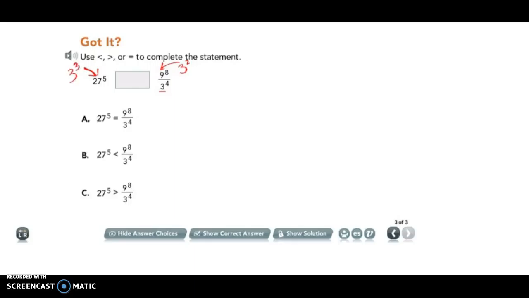If you're not sure about that, you can just go ahead and multiply them out. 3 times 3 is 9. Another 3 is going to be 27. Okay, so over here 27 to the 5th is going to change to 3 to the 3rd, which is the 27, and then that to the 5th power. And on this side we have 9 to the 8th over 3 to the 4th.